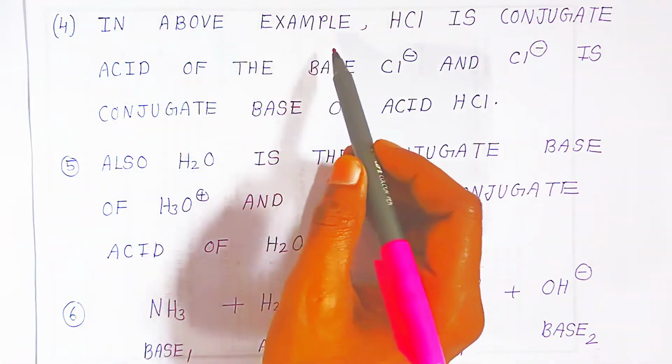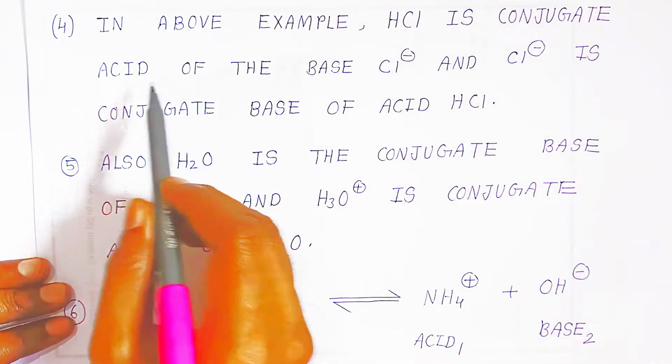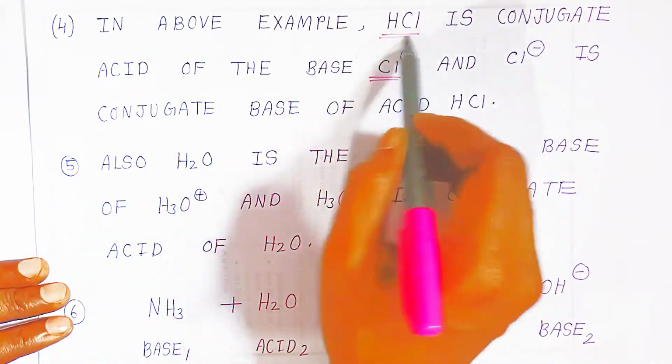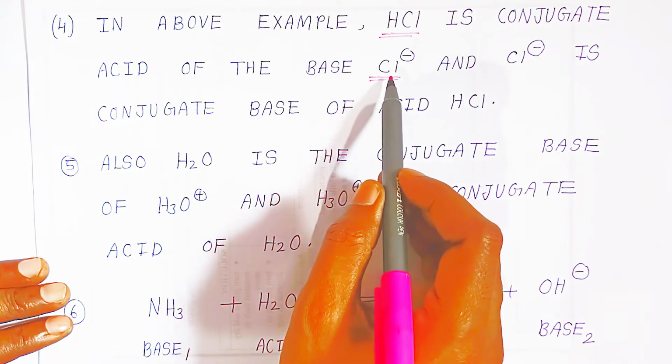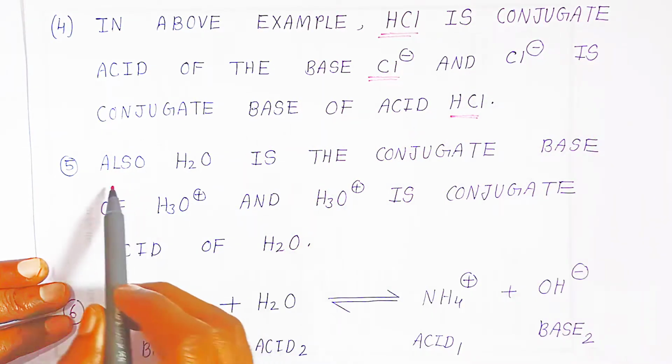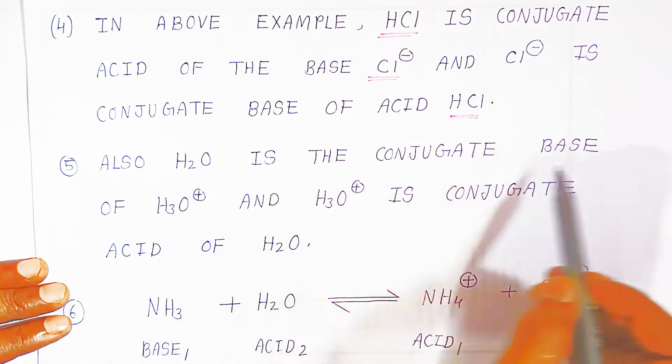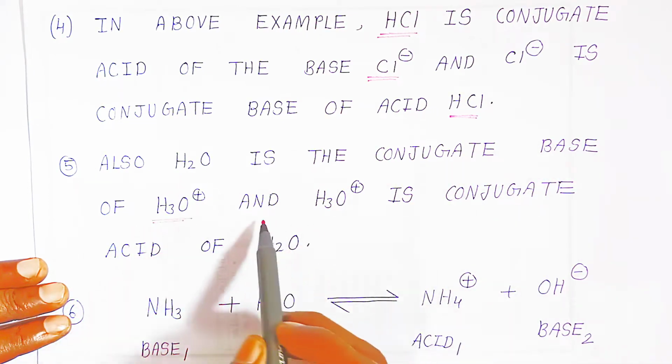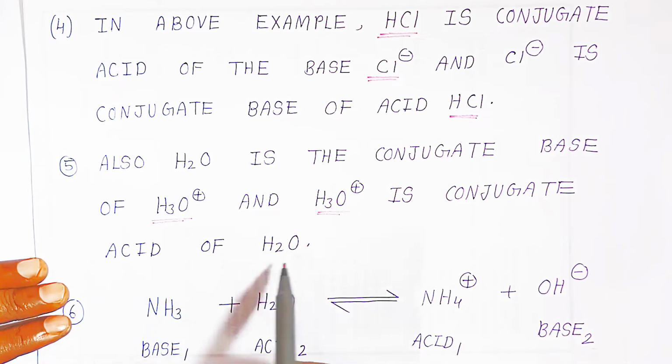In the above example, HCl is the conjugate acid of the base chloride, and chloride is the conjugate base of the acid HCl. Also students, the water molecule is the conjugate base of the hydronium ion, and the hydronium ion is the conjugate acid of water.